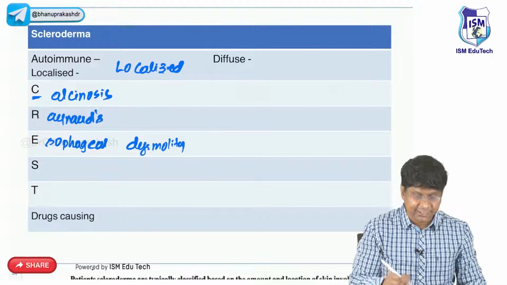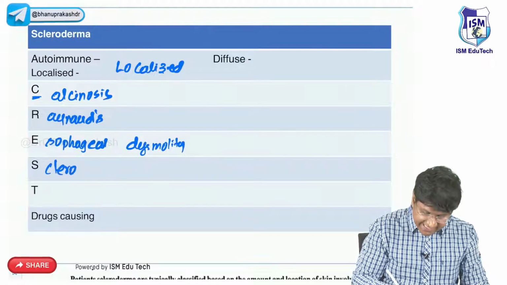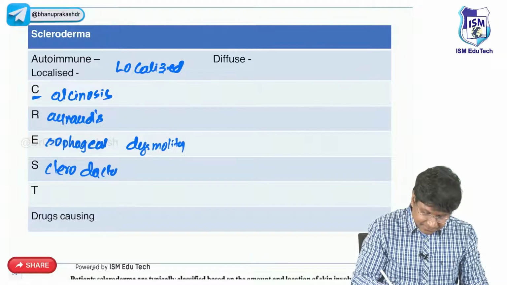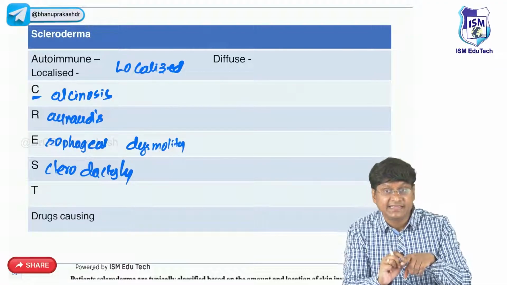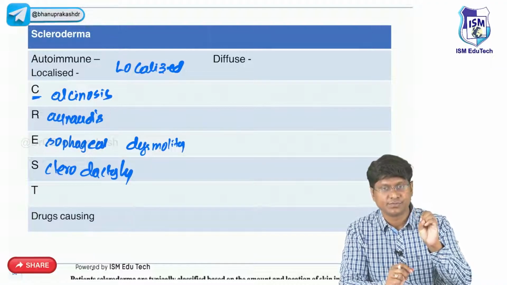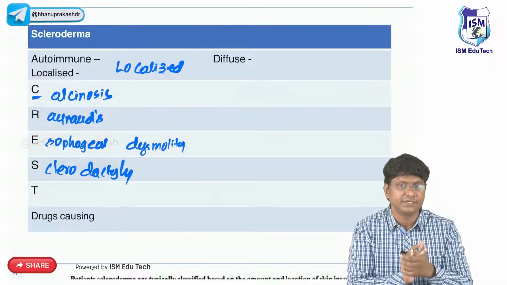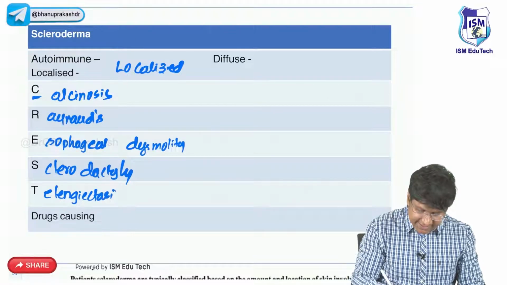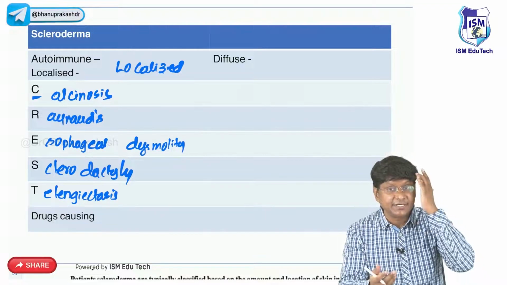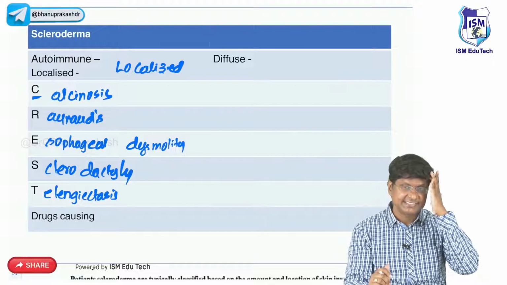And next, S stands for sclerodactyly, right? Sclerodactyly, where the skin thickening is limited to the fingers. There is thickening of the skin within the fingers. And T stands for telangiectasia. What is telangiectasia? That is nothing but dilated capillaries. That is what telangiectasia is, right?